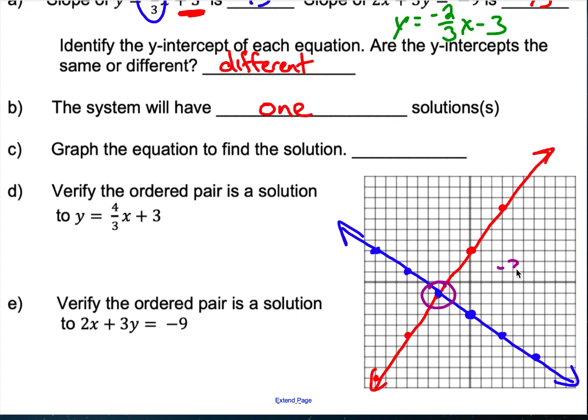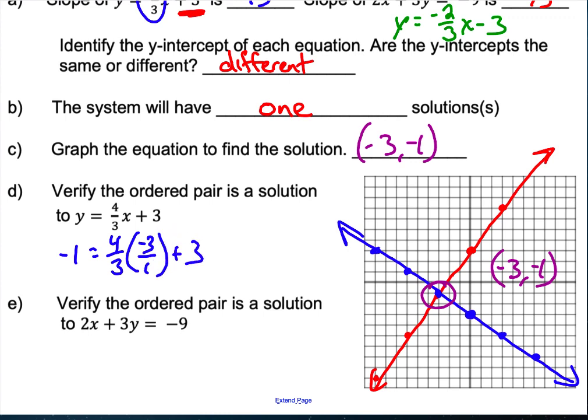They intersect at the point -3, -1. So I write that as my ordered pair. And then I'm going to go ahead and check my solution. I'm going to make sure I've done it correctly. So I'm going to put in -1 for y. I'm going to put in -3 for x. 4/3 times -3. Well, my 3's are going to cancel, so I'm going to get -4 plus 3, which is -1. That is equal to -1.